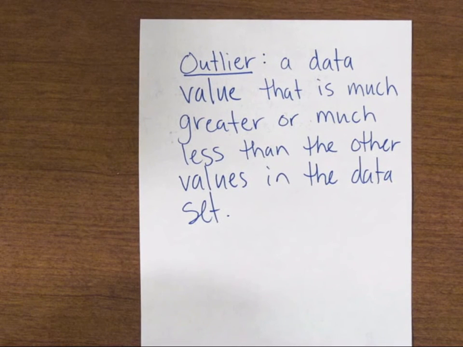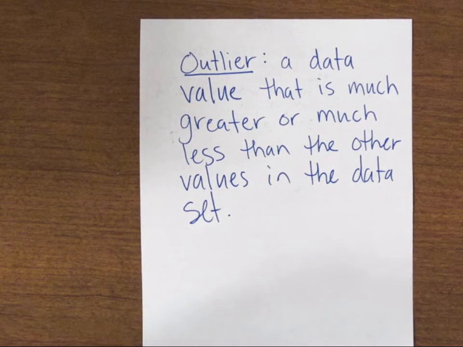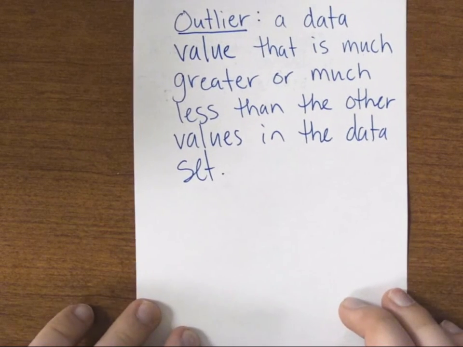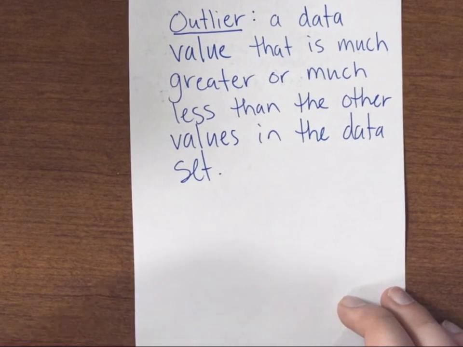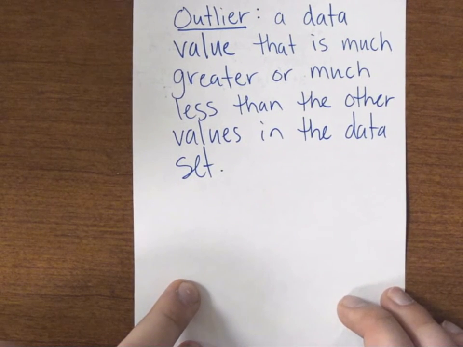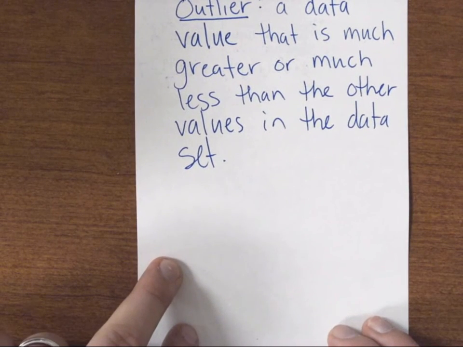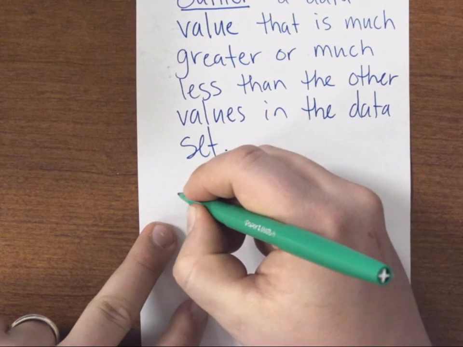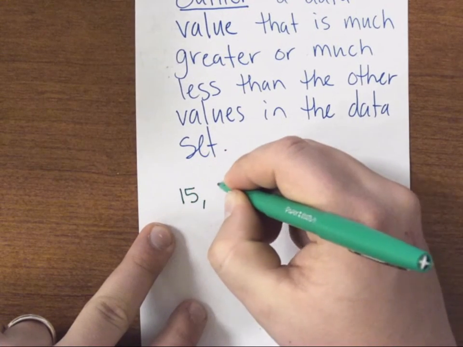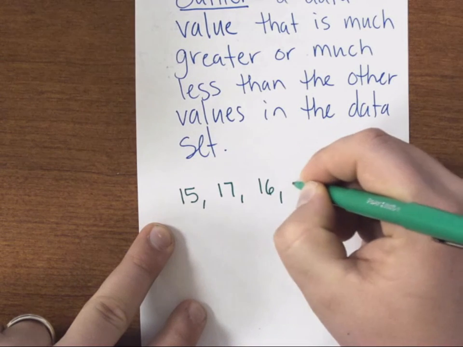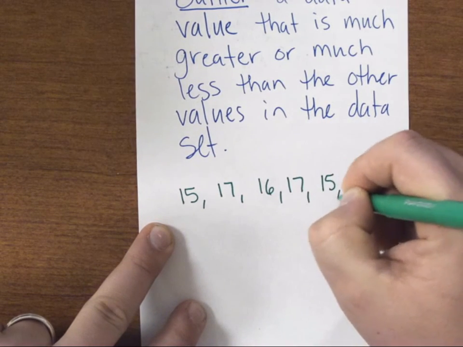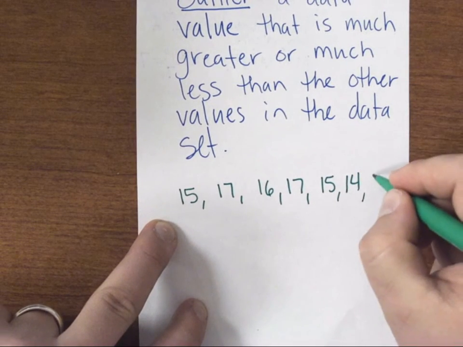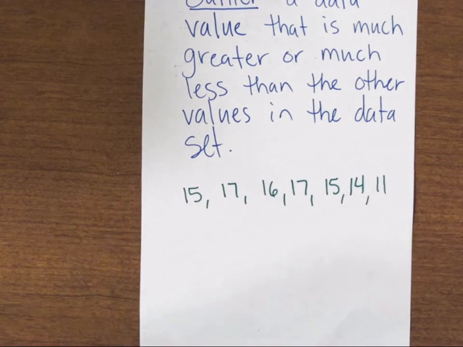So I want you to practice now. I'm going to give you a data set. I want you to find the mean by finding the sum of each number in the data set, and then divide by the number of values in that data set. So our numbers are going to be 15, 17, 16, 17, 15, 14, and 11. I would like you to find the mean of this data set, and then you're going to come back and check it off with me in the back.